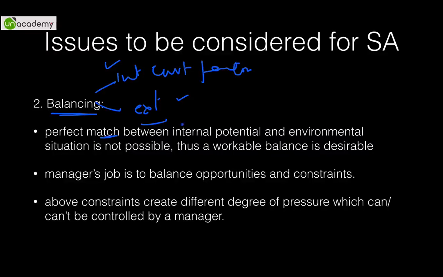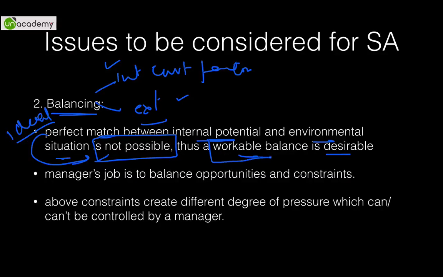It means a perfect match between internal potential and environmental situation is not possible. What we are discussing as a perfect match means an ideal or a utopian approach. Hence, it is not possible. A balanced approach where both are on the same page is possible. Thus, a workable balance is desirable. Workable balance is desirable. But it is not that it cannot be achieved, it can very much be achieved.